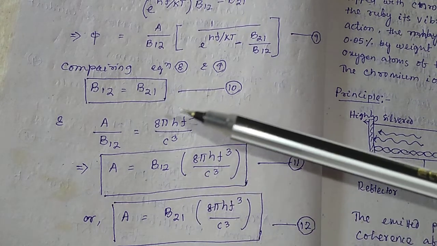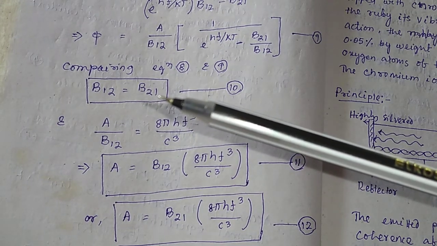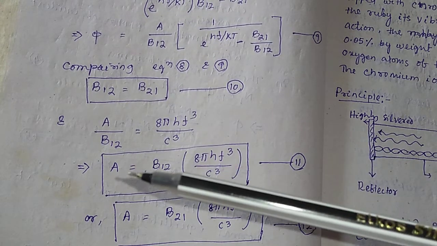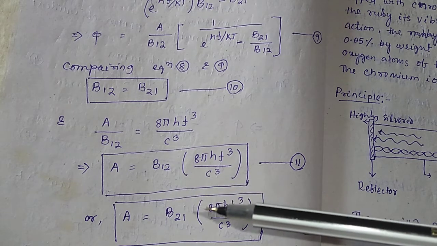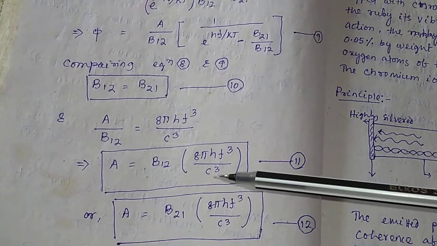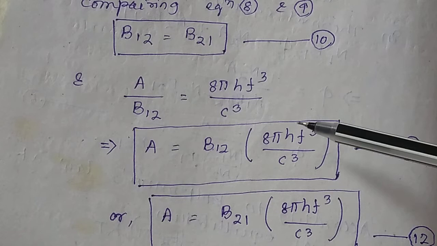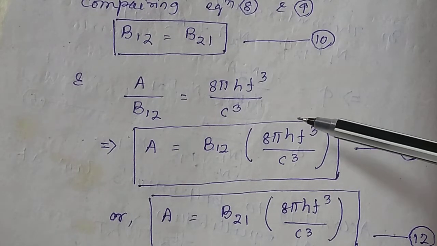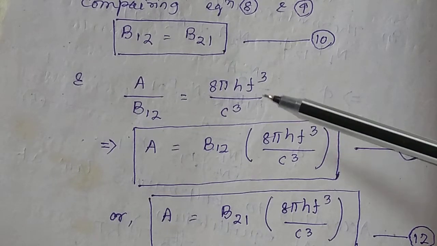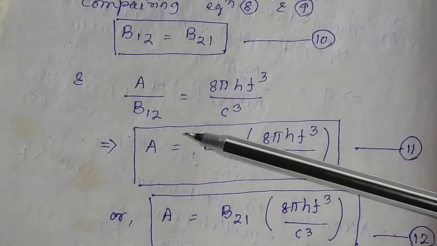And A, B12 and B21 are called Einstein's coefficients, and these coefficients are related to one another. You see how these coefficients are related to one another. So this is a brief description of Einstein's coefficients. And a long question will come in this chapter, that is, derive the Einstein's A and B coefficients, and you have to derive these three coefficients B12, B21 and A.